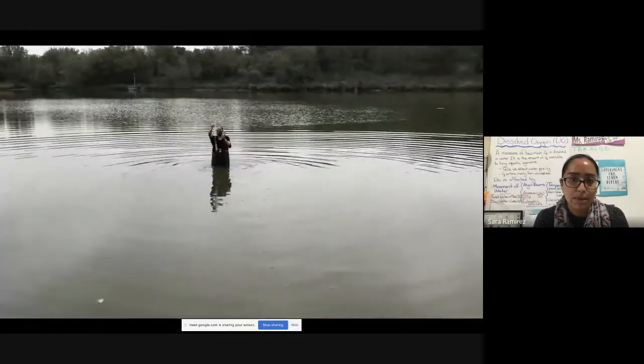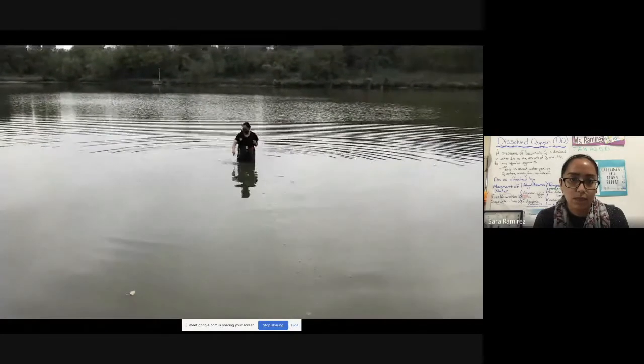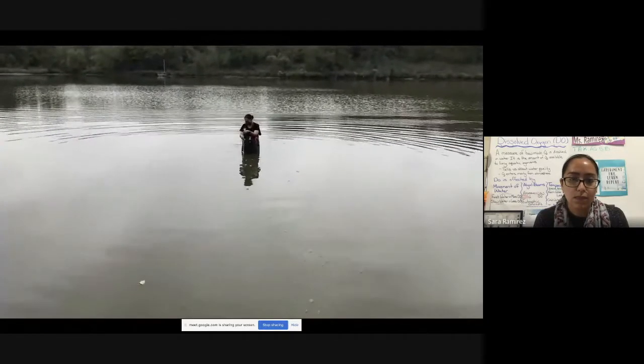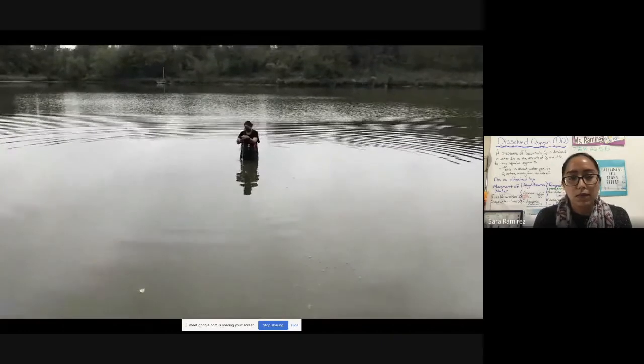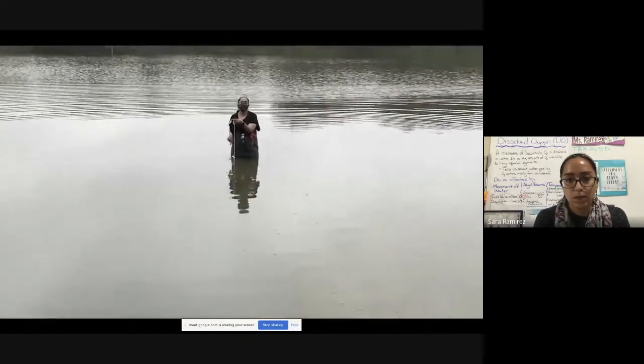Okay, so I'm going to take my sampling bottle and I'm going to go ahead and drop it in the water. I know you probably can't see this, but there are lots of bubbles forming around the sampling bottle.